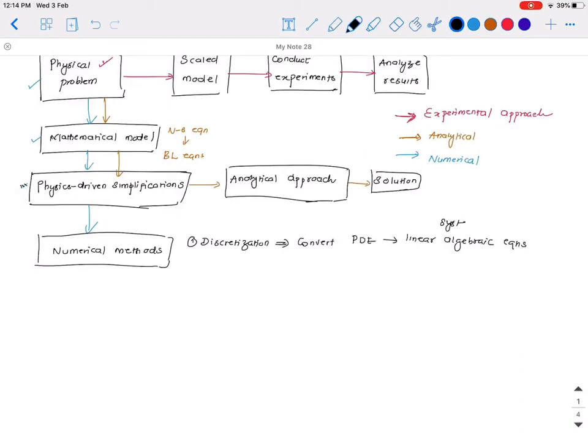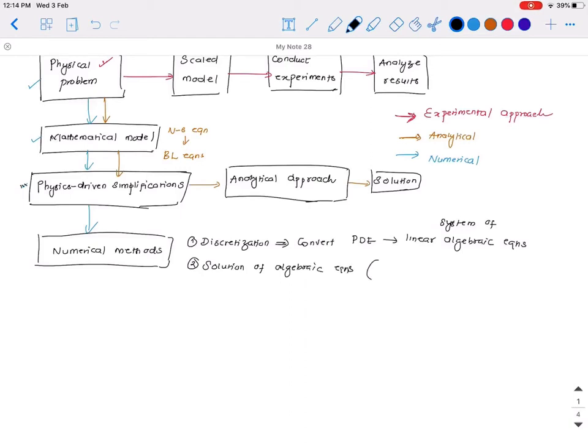We are going to discuss all these points during this course. The idea of this lecture is to provide a brief overview of the steps. We convert the PDEs into a system of linear algebraic equations. Computers can handle only algebraic equations, they cannot handle PDEs. So the next step is the solution of the system of linear algebraic equations.